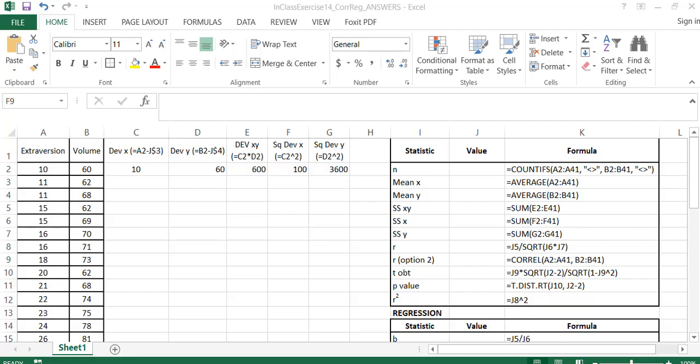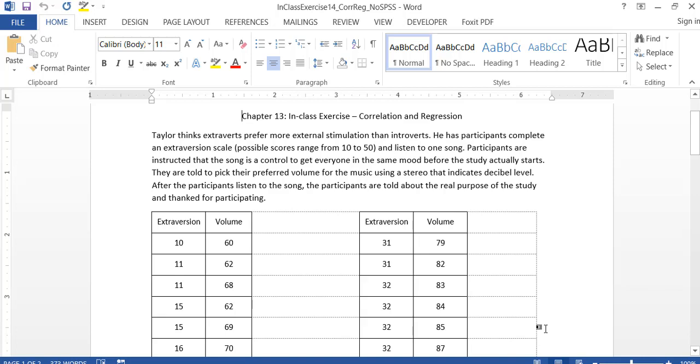If you look at the in-class exercise, it explains that Taylor thinks extroverts prefer more external stimulation than introverts. He has participants complete an extroversion scale. Possible scores range from 10 to 50, and they listen to one song. Participants are instructed that the song is a control to get everyone in the same mood, so there's a little bit of deception, and they're told to pick their preferred volume for the music, and really that's the dependent variable.